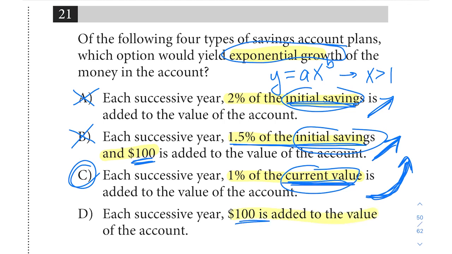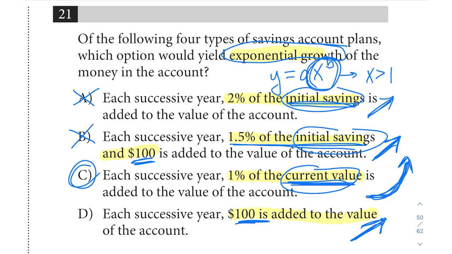And just to talk through D, 100 is added to the value of the account. So here, that's going to be a constant value. You're adding 100, 100, 100, 100. It's the same amount every year. That's also going to represent a linear relationship.